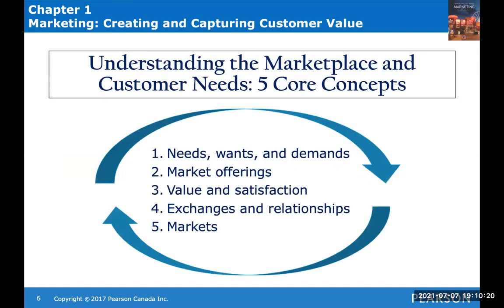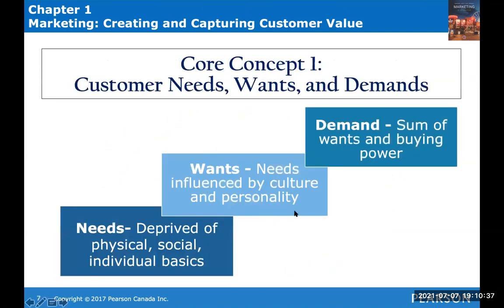The five core concepts: understanding the marketplace and customer needs. And you must understand the difference between needs, wants, and demands, market offerings, value and satisfaction, exchanges and relationships, and markets. And these are various definitions. Needs: deprived of physical, social, and individual basics. In other words, you cannot live without these things. Wants, needs influenced by culture and personality. You can live without certain wants, like the latest bag or the latest shoes. Demand, the sum of wants and buying power. All right.